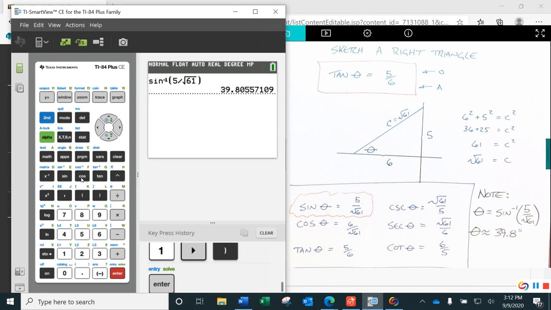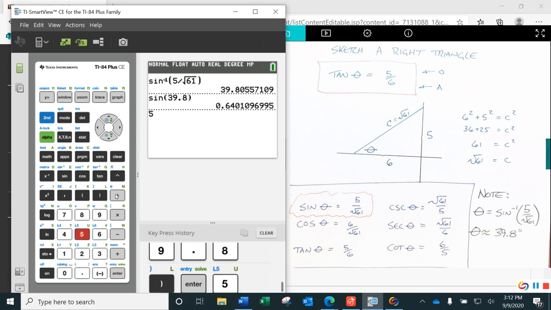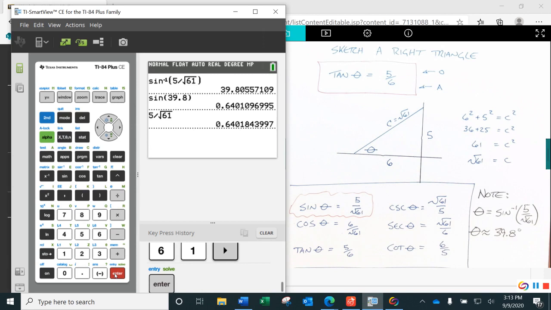Now for fun, let's try that. Sine of 39.8 degrees. Now notice that I'm doing some rounding. I rounded to 1 decimal place. So when I hit enter, I get 0.64. And that's going to be close, but not exactly the same, as 5 divided by the square root of 61. So you can see that the rounding impacts our answer a little bit, but for a lot of practical purposes we'll need to round this somewhere.